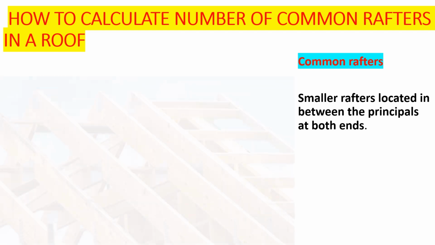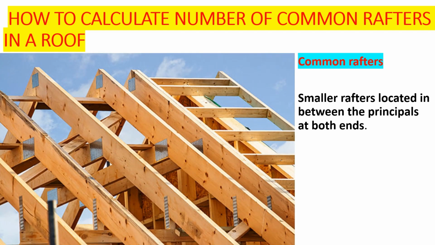We are back, and on today's tutorial we want to look at rafters, and we basically want to look at common rafters in a roof. So what are these common rafters? These are small rafters that are located in between the principals or at both the principal rafters. It can be at both ends or in between. They can also be located in between the trusses. So on today's tutorial, we want to look at whereby we have the common rafters in between the trusses. That is what we are going to look at.